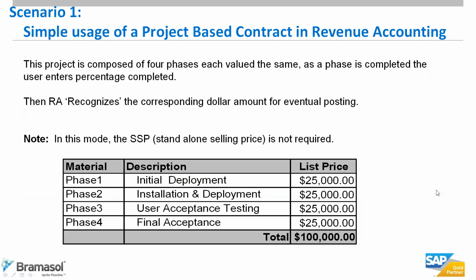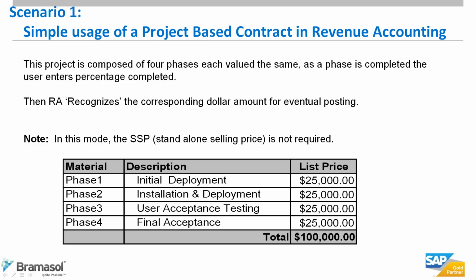So our simple scenario is this. We just have a project with 4 phases. And in these 4 phases, they're initially priced the same. We're basically just using a contract to inject this into RA and get the RA contract. And then thereafter, we're going to maintain it externally and say, hey, we completed 25% or 50% of phase 1 or however we want to call it.